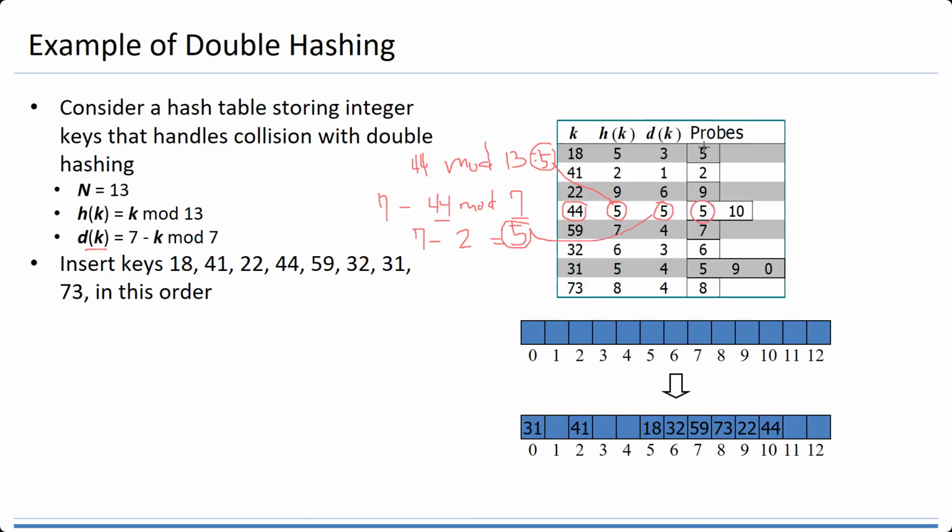However, as you know, 18 already selected 5. So in the position 5, we have a value which is 18. So we cannot put 44 in the position 5. Then we check the secondary value. The secondary value is also 5. So we cannot put it in the index 5 either. Then what should we do?